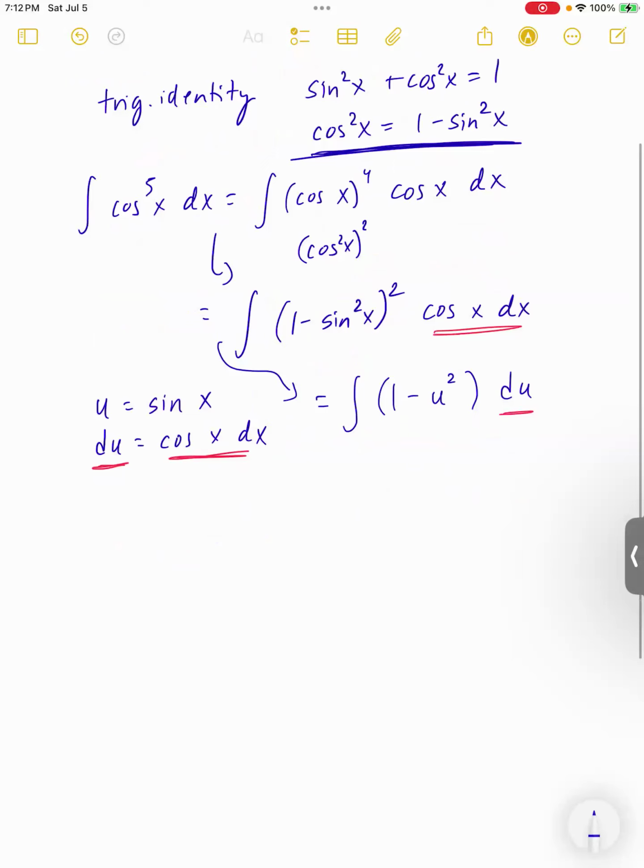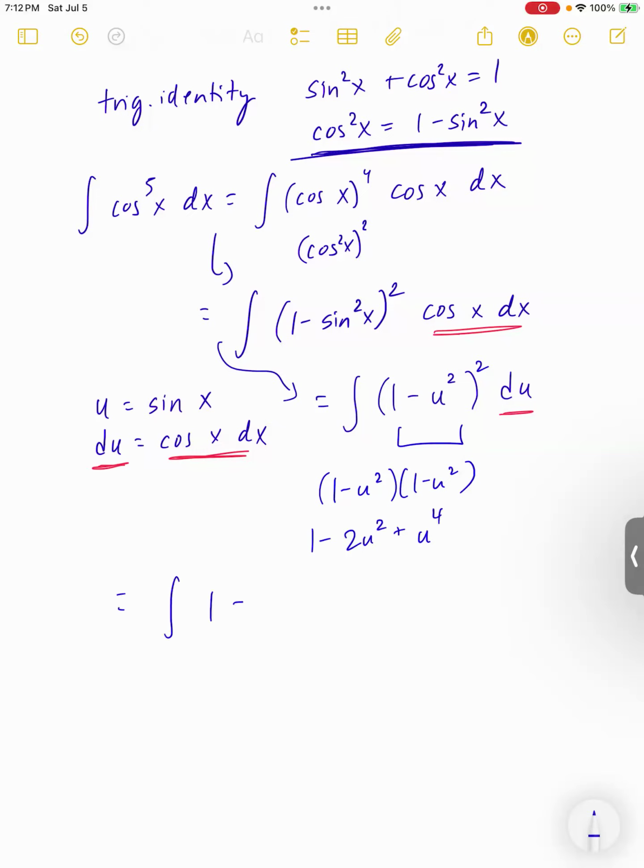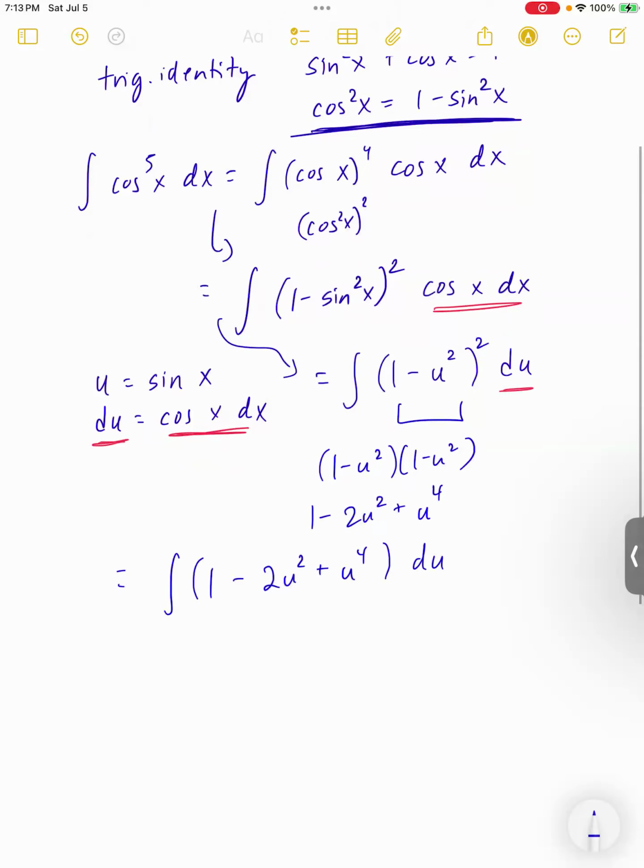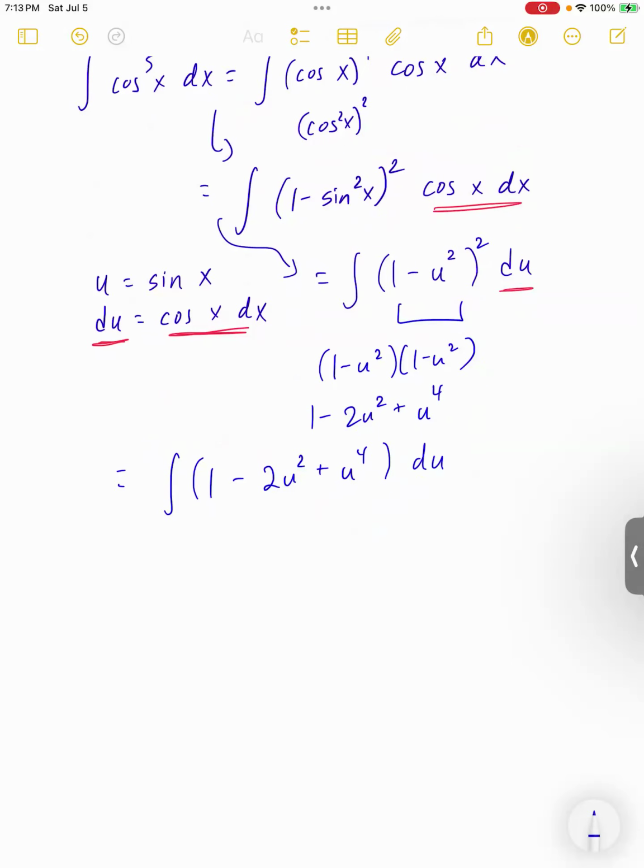So you just need to evaluate the integral. Here we have 1 minus u squared raised to the second power. I'm going to expand this. So 1 minus u squared times 1 minus u squared is 1 minus 2u squared plus u to the fourth power. So our integral is 1 minus 2u squared plus u raised to the fourth power du. And integrate each term. We got u minus 2/3 u cubed plus u raised to the fifth power over 5 plus some arbitrary constant c.